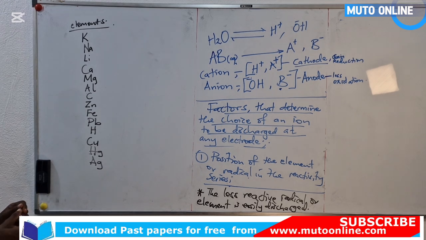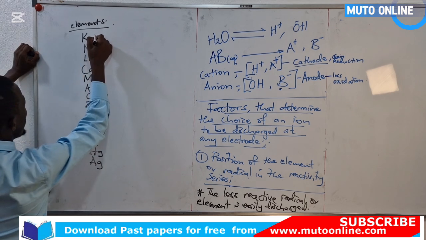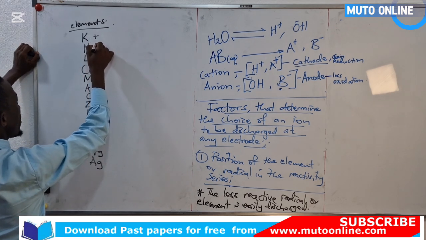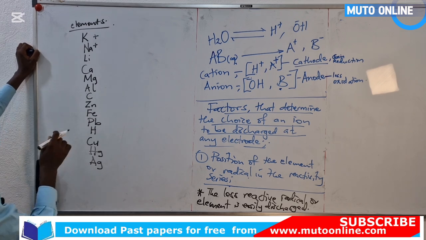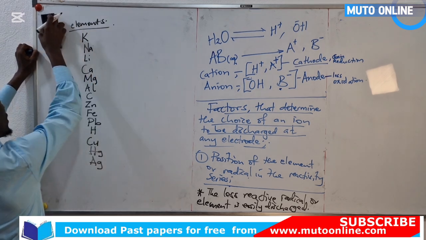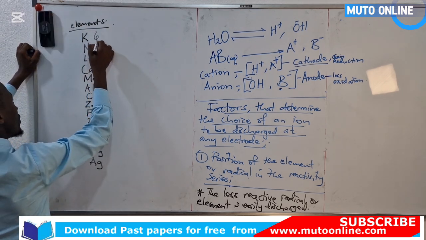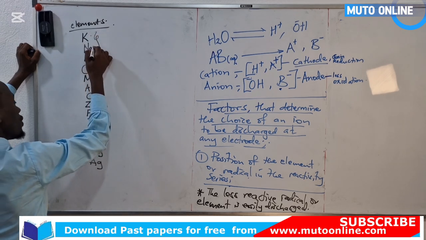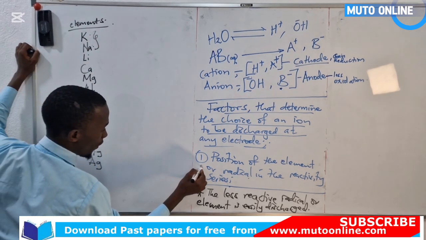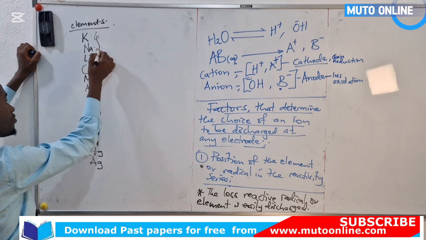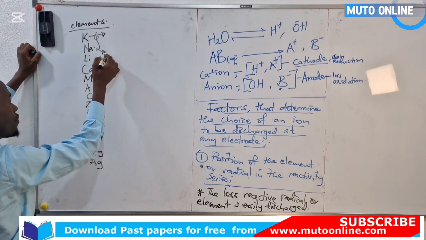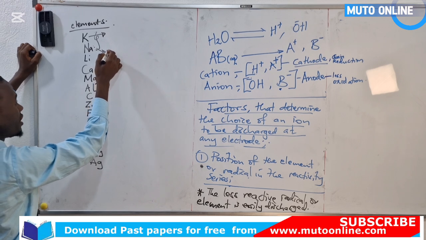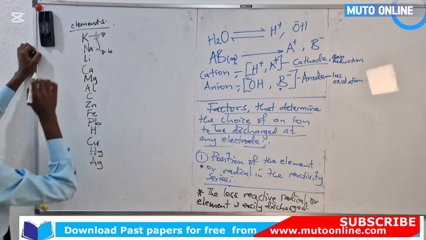Remember, this is the order of reactivity for elements, meaning that potassium is more reactive than sodium, so that if an electrolyte has two of these, potassium and sodium, basing on this factor, sodium will easily be discharged in preference of potassium, reason being that sodium is less reactive compared to potassium.